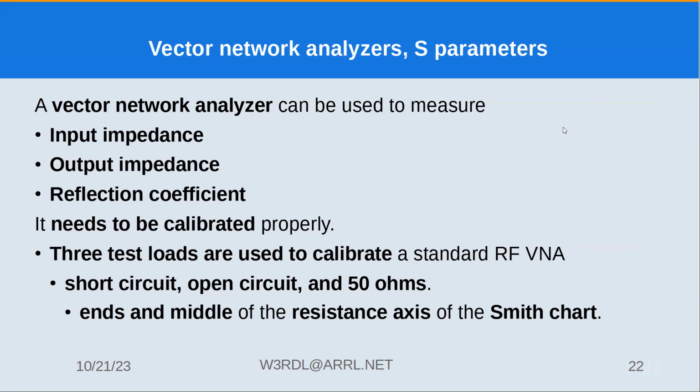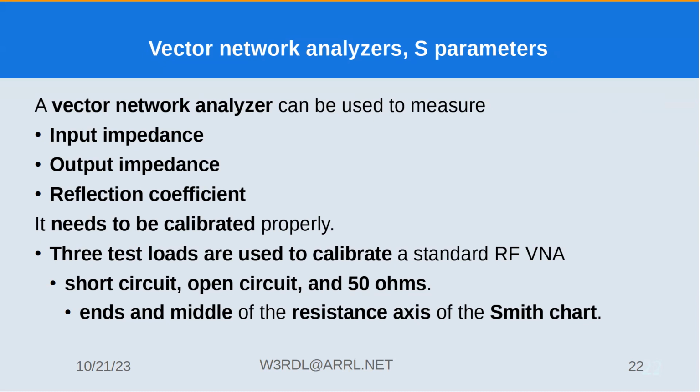Okay, vector network analyzers and S parameters. So we talked about the vector network analyzer when we were talking about antenna analyzers. They can measure input impedance, output impedance, reflection coefficient. But in order to use them, you have to calibrate them. Now, the antenna analyzers, you don't have to calibrate every time you use it. At least I know on the Rig Expert, you don't. For the vector network analyzer, you basically need to calibrate it with your setup.